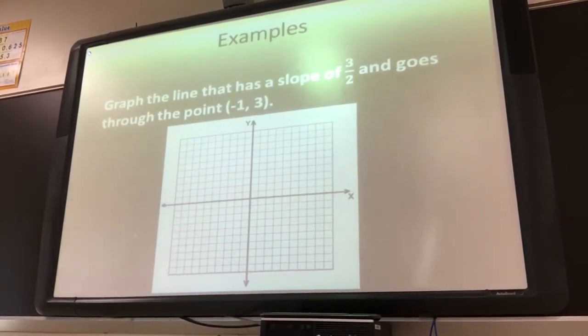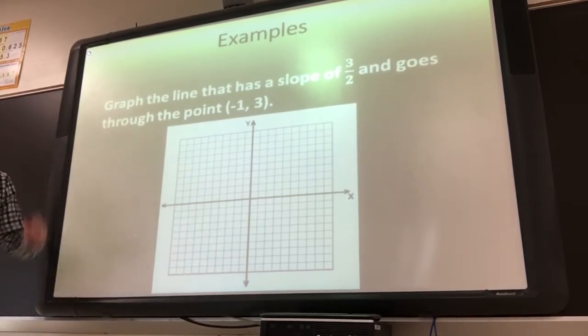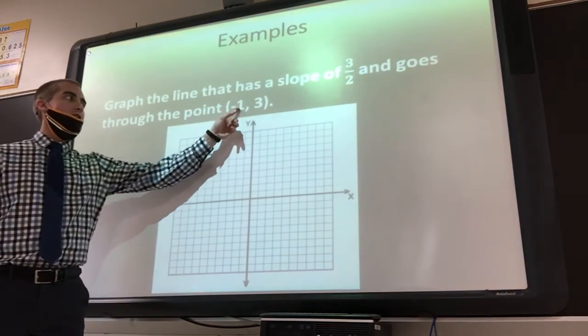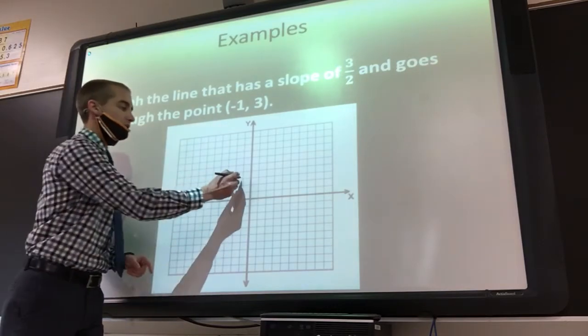So graph the line that has a slope of 3 over 2 and goes through the point (-1, 3). So the first thing is to plot this point. So make sure we get the point right. -1 would be X, -1, and then up 3. So this is that first point.